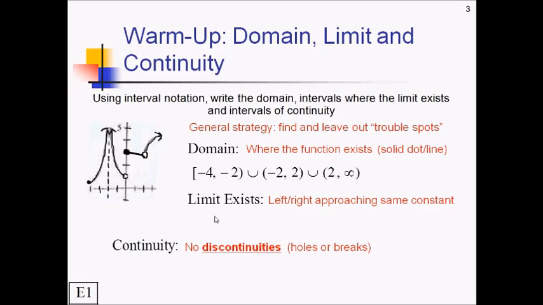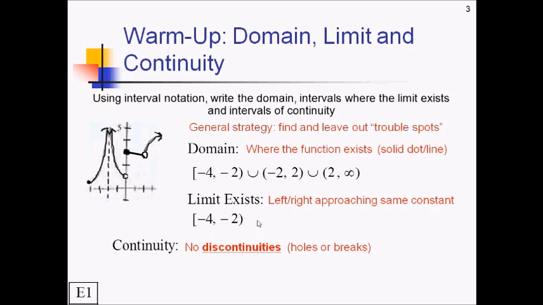All right, let's check out the limit now. So this is going to be all the spots where we're approaching the same place from the left and the right. So we can start again at -4, and then we are kind of approaching the same infinity at this asymptote, but infinity is not a constant, so that doesn't count. So we say that our limit breaks down at -2.